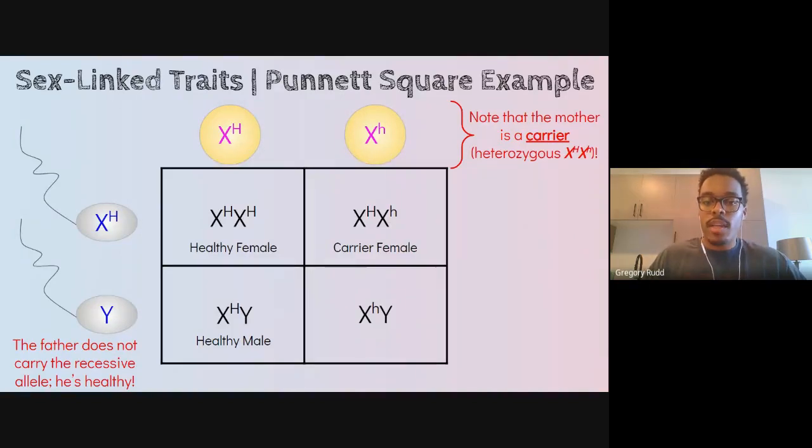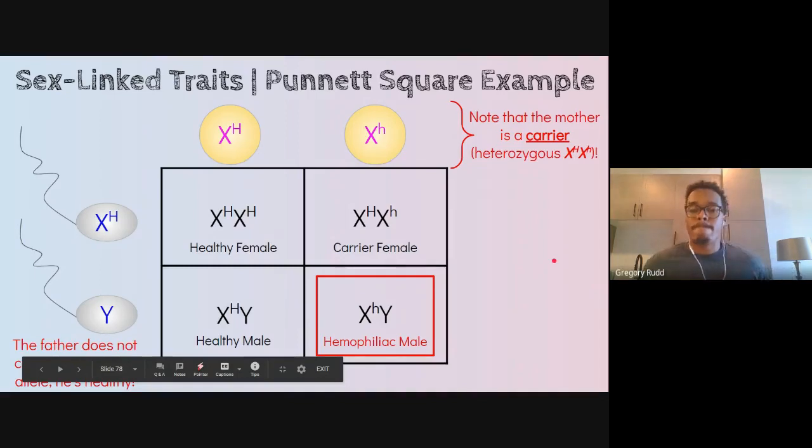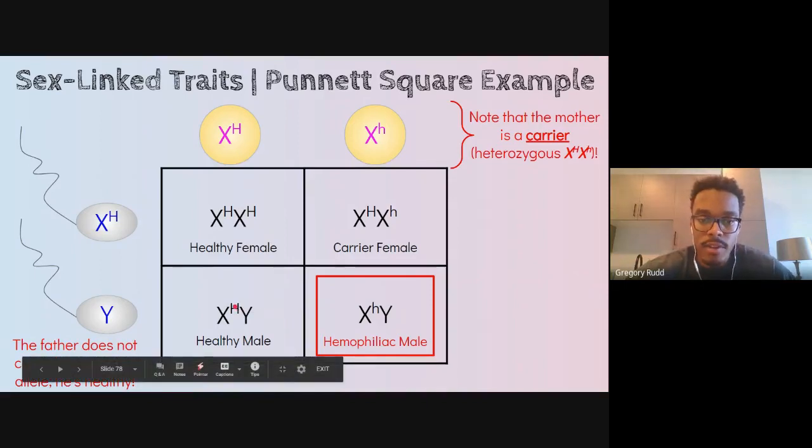Okay, Jessica, be careful because we've got a recessive H here. So remember, the recessive H is what causes hemophilia. So this man is not healthy. He's got hemophilia. So this is why it's trickier for males. They only have one opportunity to get it right. This offspring got it right. He's got the healthy H. He's got the dominant H. This offspring is in trouble. He's got hemophilia because he's got the recessive H.